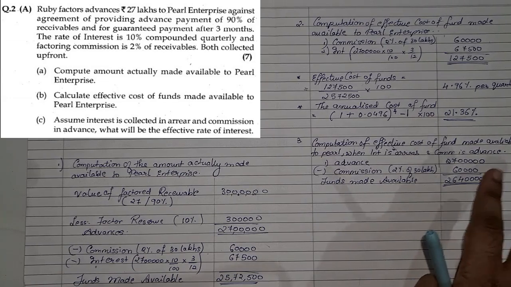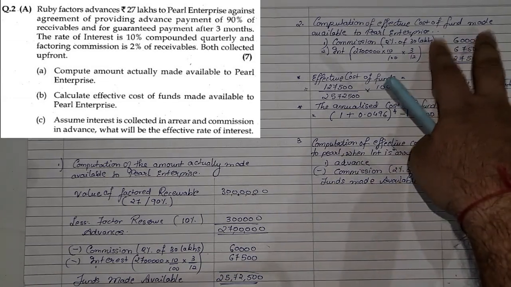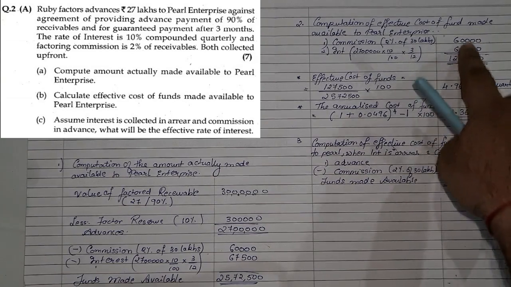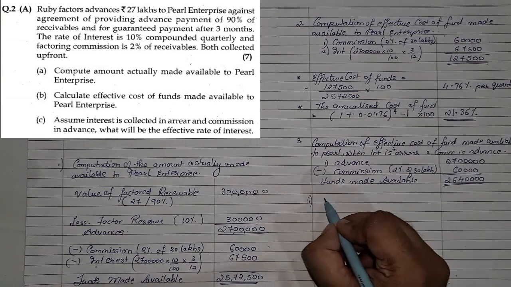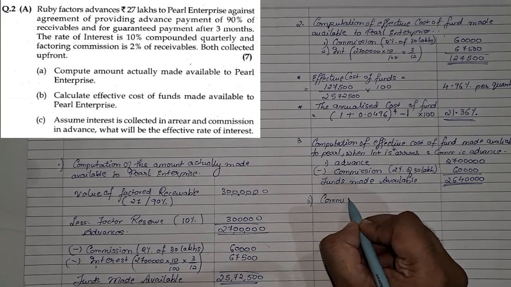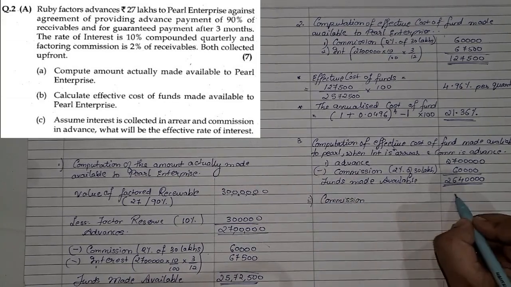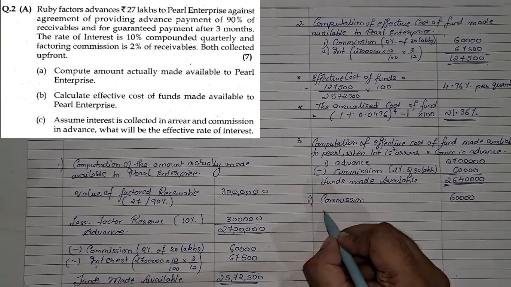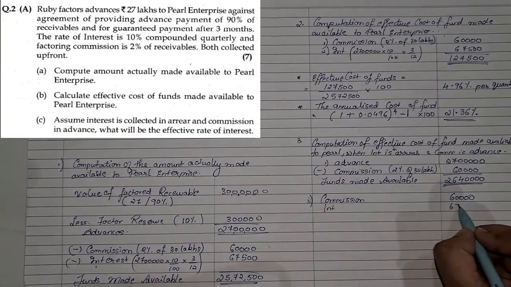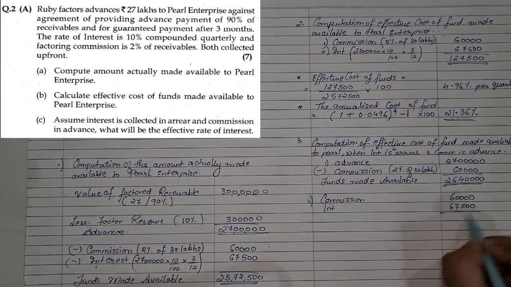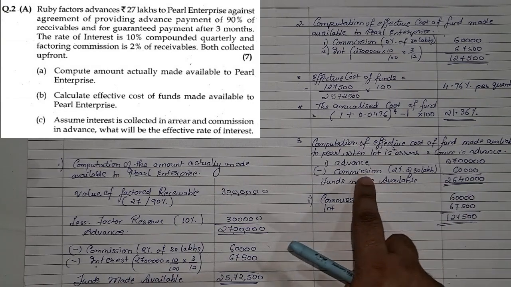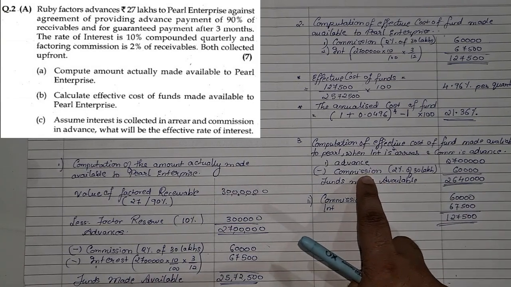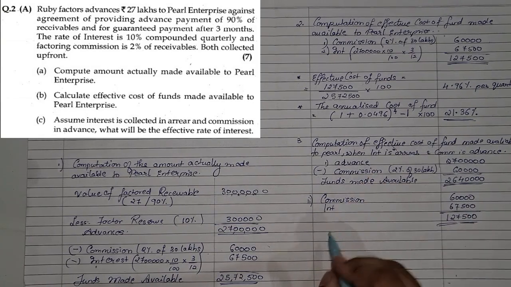Now second, the interest part, the effective cost will remain the same because there is no change in that. So my second part remains the same. My commission was 60,000. My interest was 67,500. When we total it up, it became 1,27,500. When interest is in arrears, meaning here in the first part it won't be added. Okay, second is the normal part.